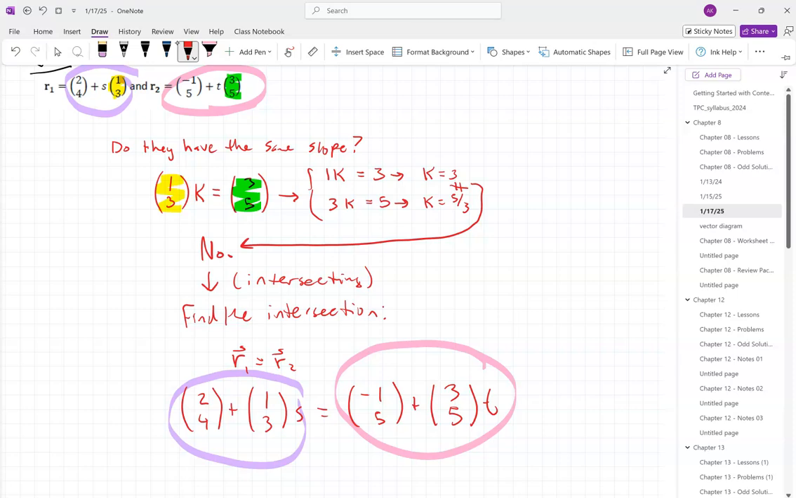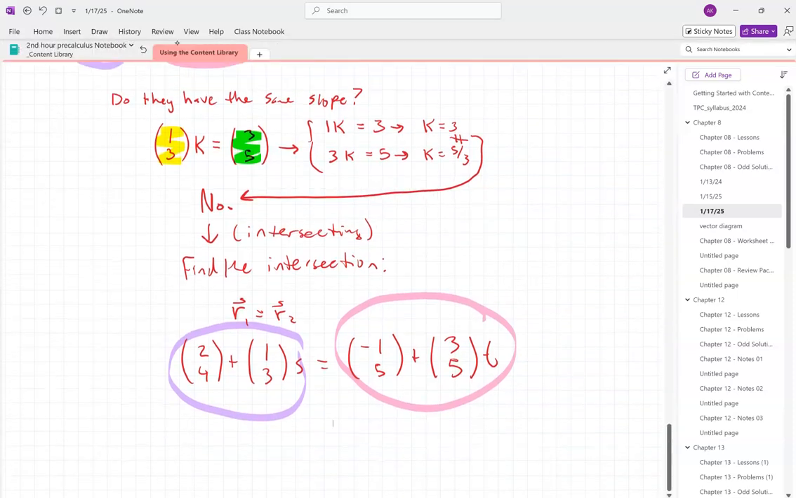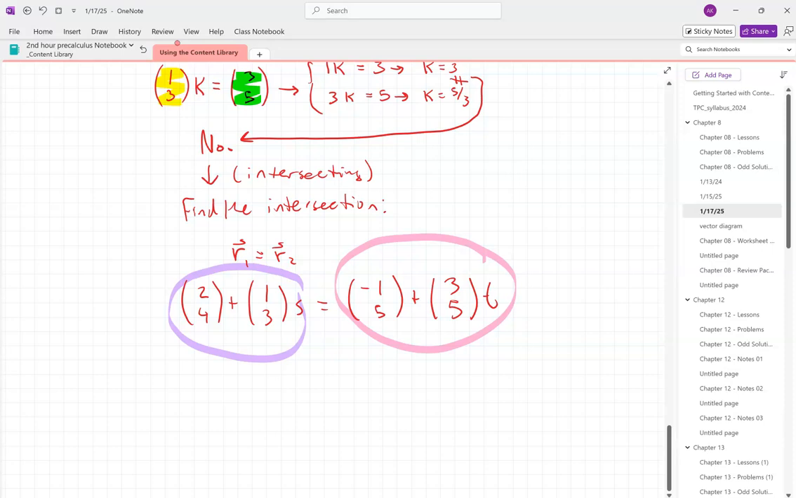Everybody good as to where I pulled the pieces from? All right. So what this says is 2 plus 1s has to equal negative 1 plus 3t, and 4 plus 3s has to equal 5 plus 5t. And now I'm just going to solve this system of two equations.